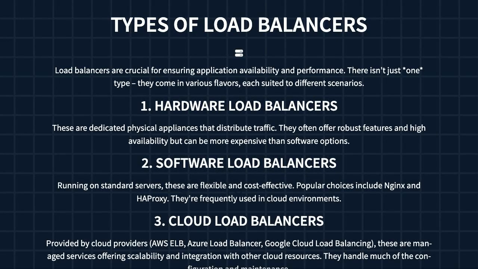Okay, let's talk about the different types of load balancers. First, you have hardware load balancers. These are specialized appliances that really handle traffic distribution powerfully. Then there's software load balancing, which is running on regular servers and offers a lot of flexibility and cost savings, especially in cloud environments. Cloud load balancers, provided by services like AWS or Azure, are fully managed and super easy to scale. And finally, we have Layer 4 and Layer 7 load balancers. Layer 4 just looks at IP addresses and ports for routing decisions, while Layer 7 dives deeper into the content of the request to make even more intelligent choices.